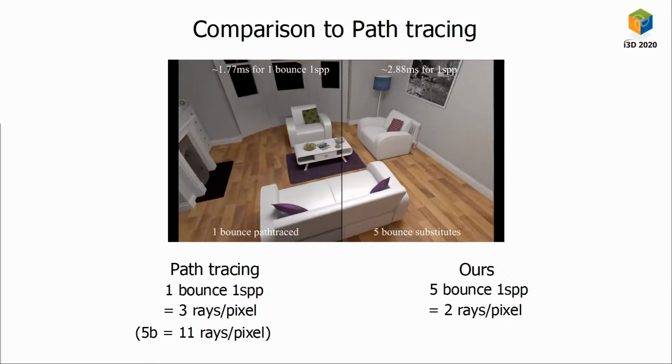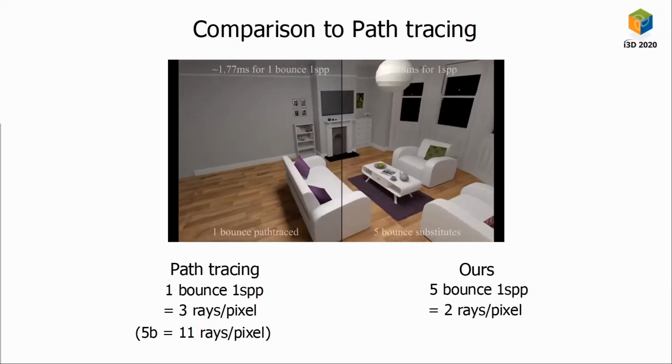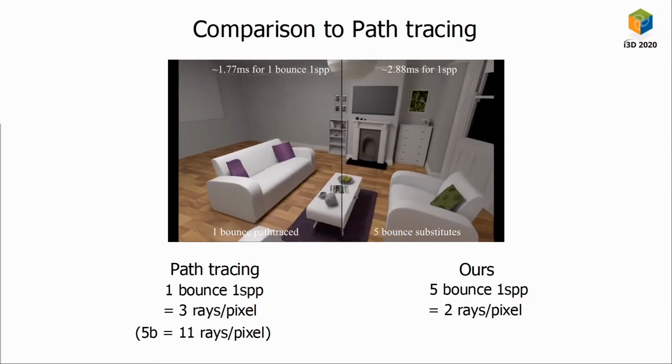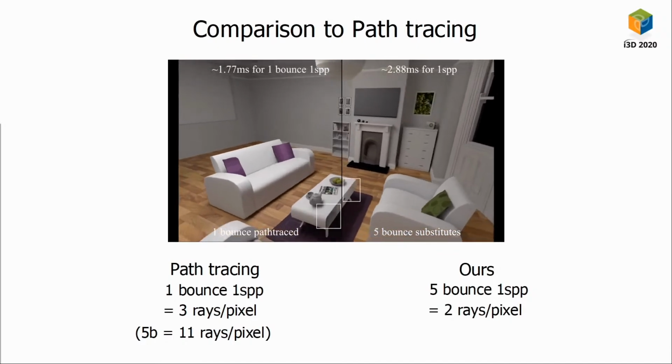Each additional bounce would add another 2 rays. On the other hand, our approach only needs 2 rays per pixel since our substitute distribution already includes the VPLs created by multiple bounces.